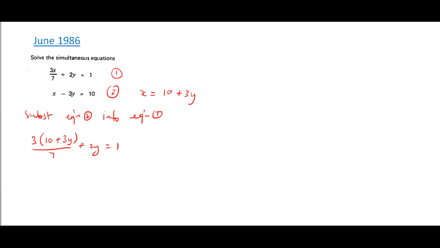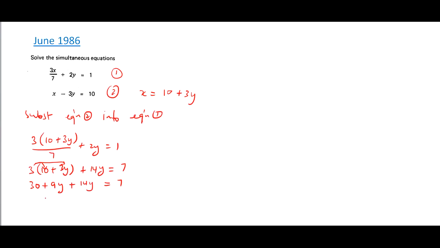The easiest thing to do here, right, before doing anything else, is to get rid of the 7. In order to get rid of that 7, we have to multiply every single term in the equation by 7. Right? So this will become 3 times 10 plus 3y plus 7 by 2y gives me 14y, which is equal to 7. Right? And now things look a little simpler. So we have to take 3 multiplied by 10, which is 30, and then 3 multiplied by 3y, which is 9y, plus 14y is equal to 7.